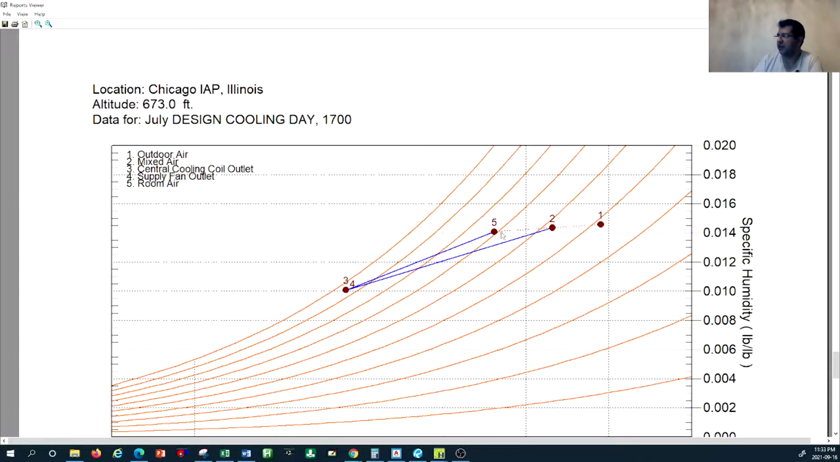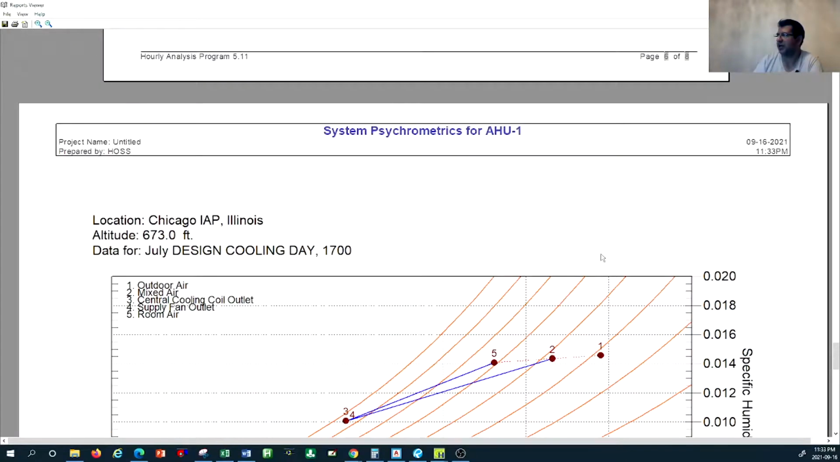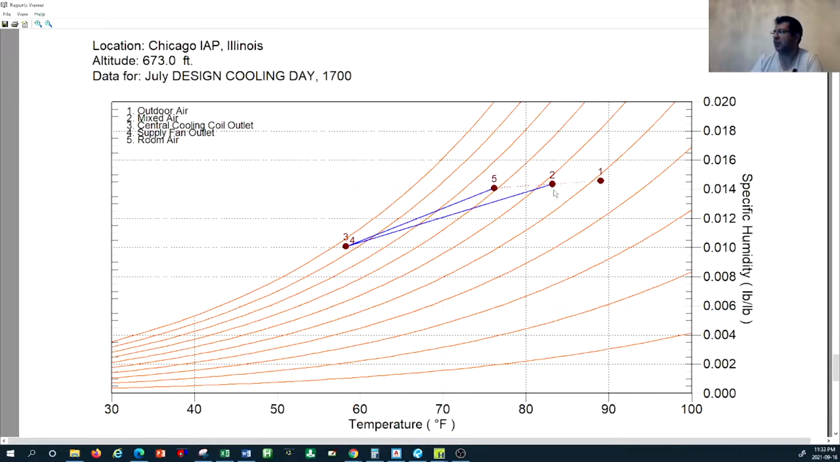And as you can see here, you see this dashed line here. I can't make this larger. So if you look at this little orange dashed line between number one and five, that's basically the outdoor air temperature, and five being the return air or room air temperature. And somewhere on this line in between, you have your mixed air temperature, which is number two. That depends on the ratio of the air.